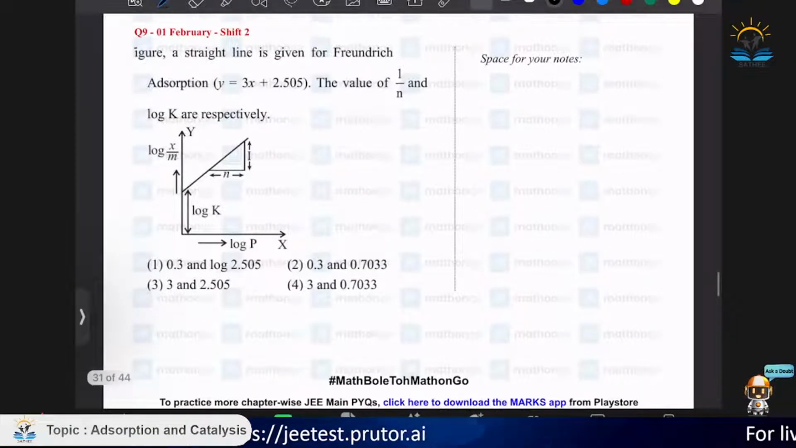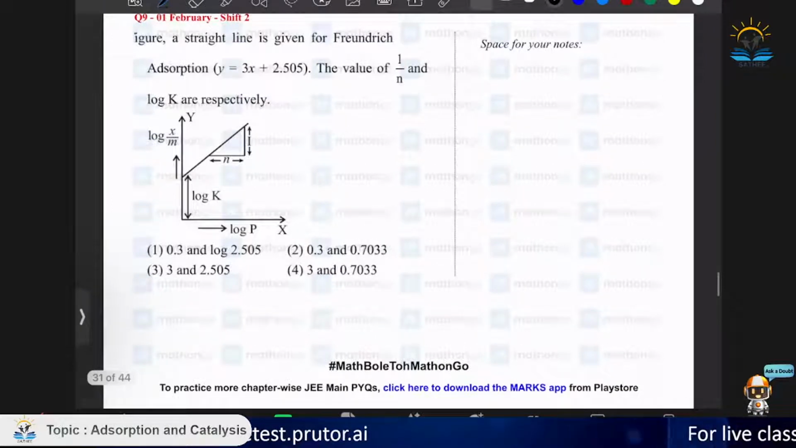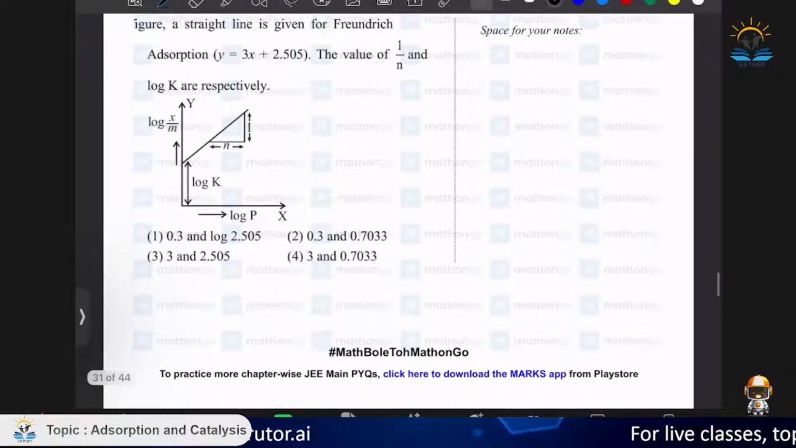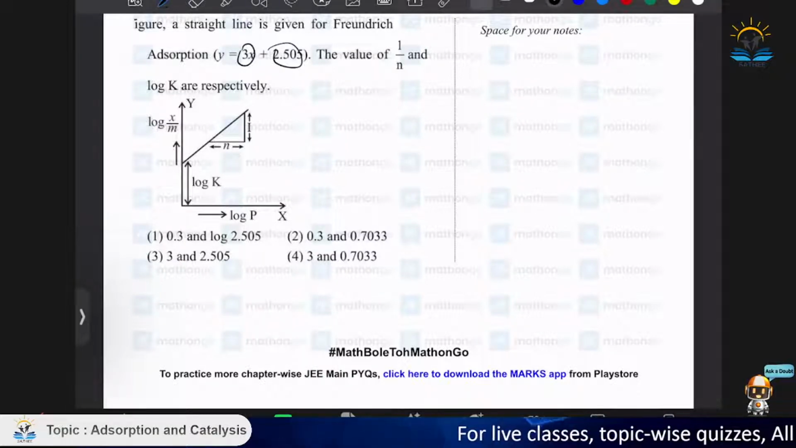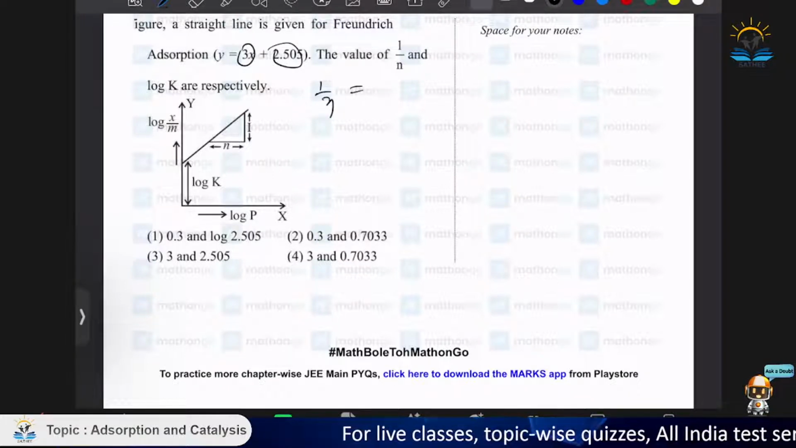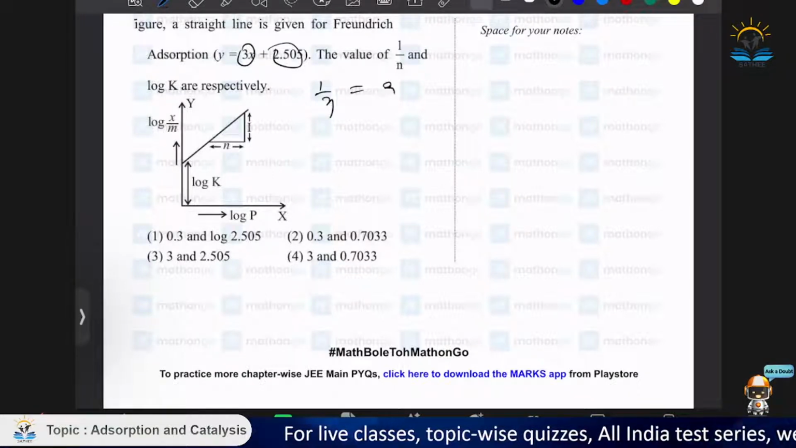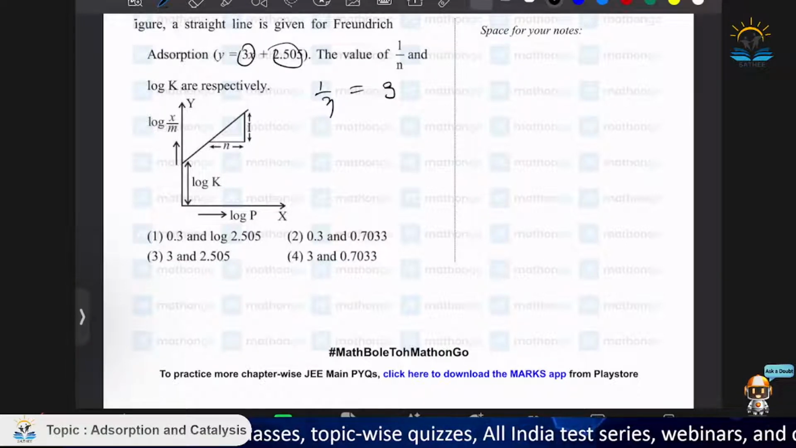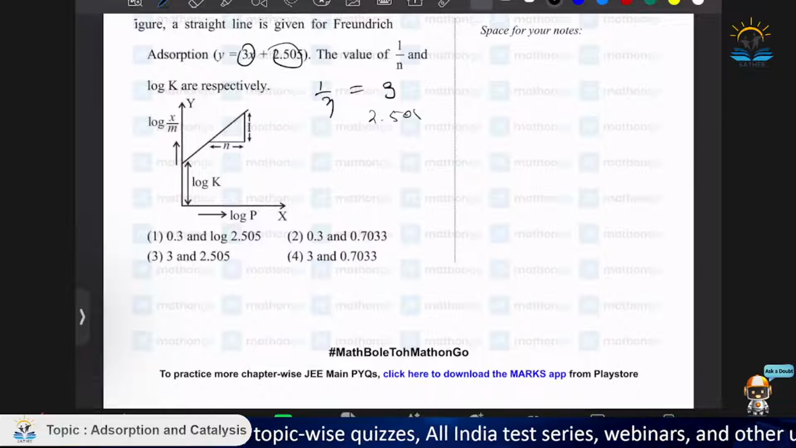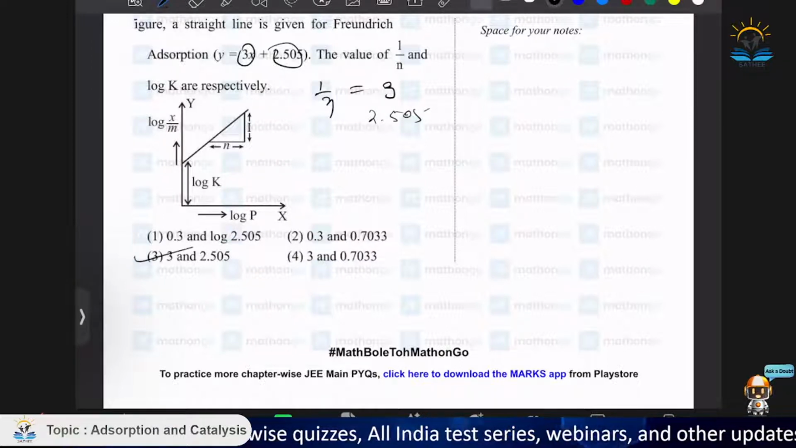Then again, we get Freundlich isotherm. The slope is 3, intercept is 2.505. Okay, the value of 1 by n and log k. So 1 by n is equal to 3 and log k is 2.505. So yeah, this is the answer.